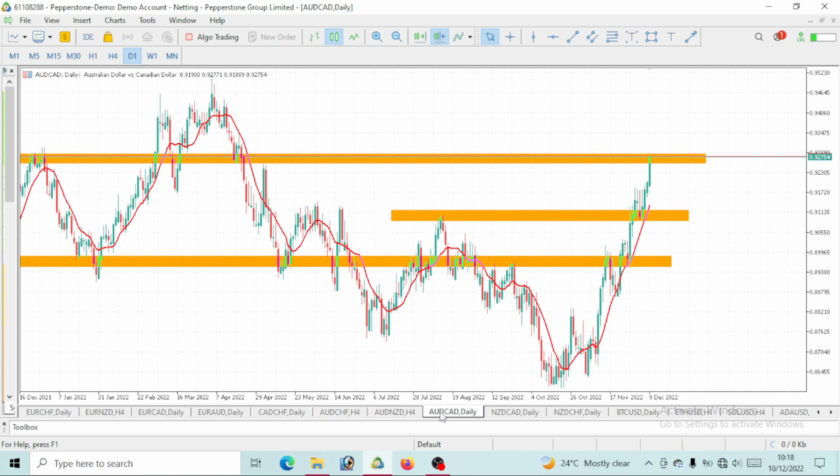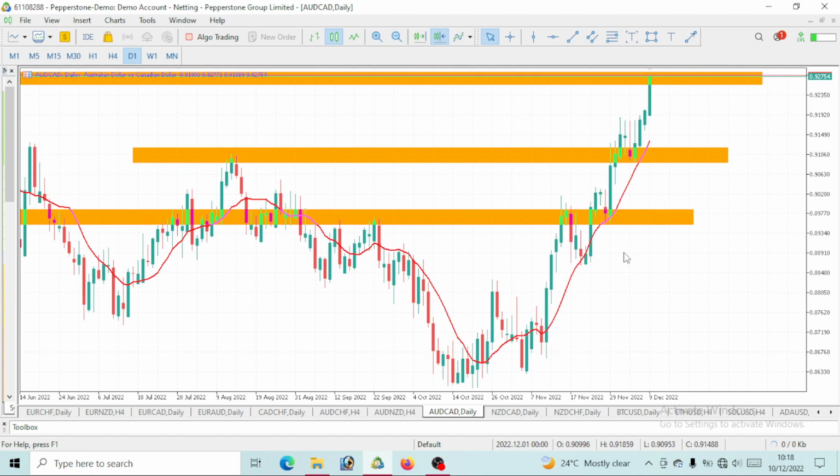And now lastly, we want to see this AUD CAD. So one of the reasons why we are having this bullish move on AUD CAD, right, is that CAD pairs are dropping. So when you take a look at your USD to CAD, you see that there is a bullish move on USD to CAD. Reason is that CAD is dropping.